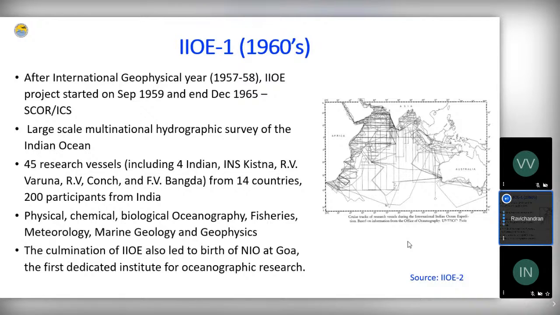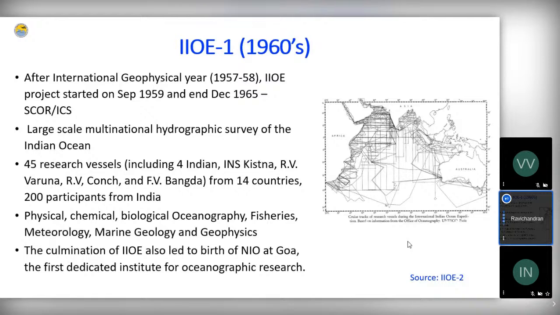A large-scale multinational hydrographic survey of the Indian Ocean was obtained during that IIOE experiment. About 45 research vessels, including four Indian, from 14 countries participated, including 200 participants from India, from both national institutions as well as the universities. During this experiment, observations were conducted in various disciplines: physical, chemical and biological oceanography, fisheries, marine meteorology, marine geophysics, and geology.